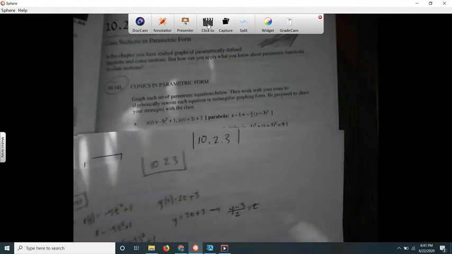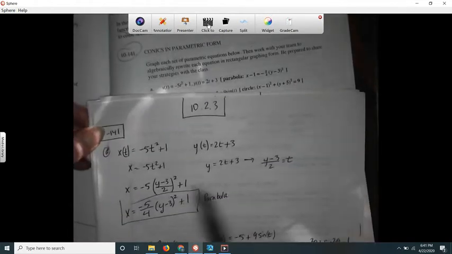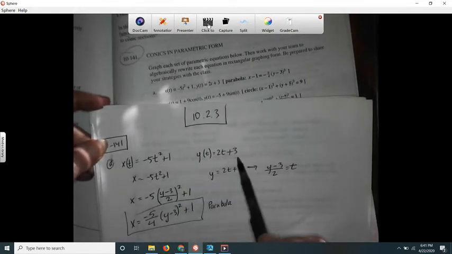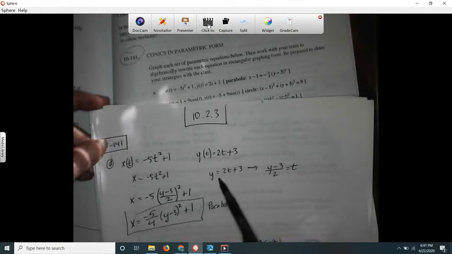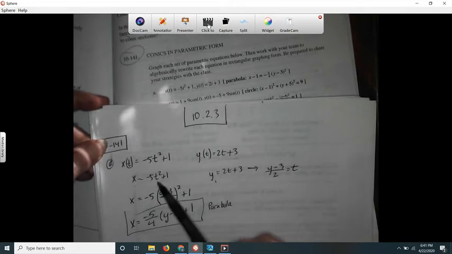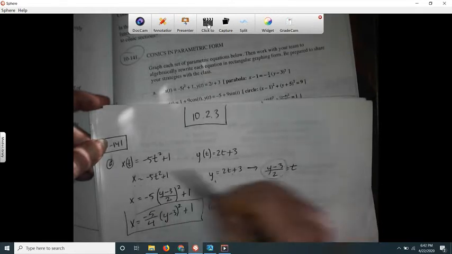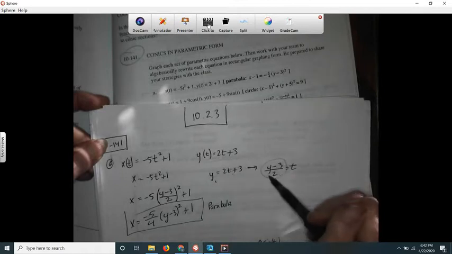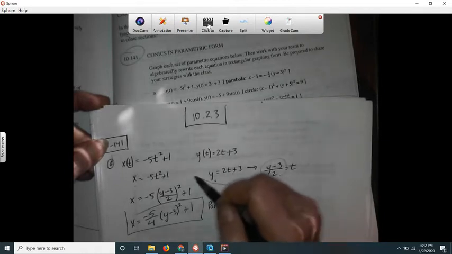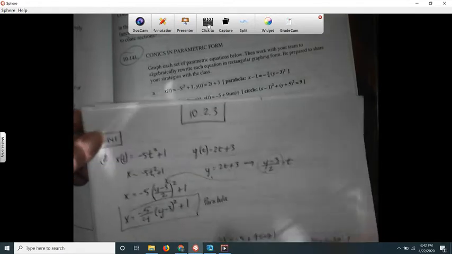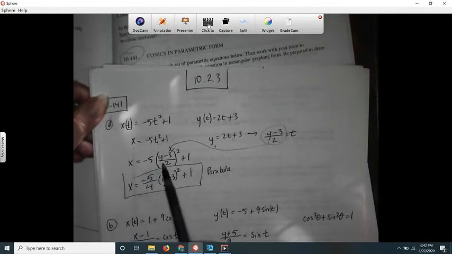With this first one, it's got x of t and y of t, but I'm just going to call it plain old x and plain old y. Then I solve the one that's easiest to solve for t, and plug t into the other one, like a system of equations kind of. Now I can just square this out.